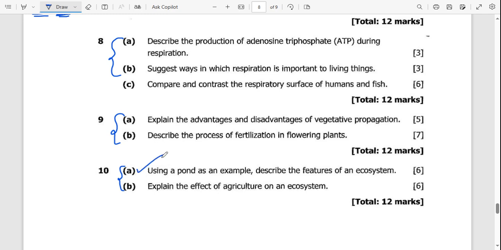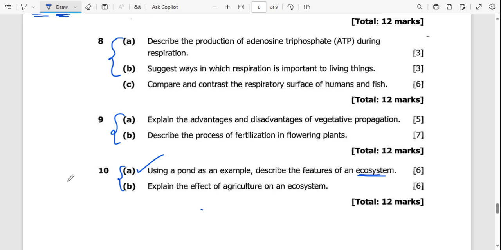For example, here, using a pond as an example, describe features of an ecosystem. First, just define what an ecosystem is, and then talk about what you find in a pond. You have got fish there, you have got grass, you have got water. Just talk about those things you find, those are the features. Okay, don't be sophisticated, don't make things hard, just be simple. That is how you can answer this.